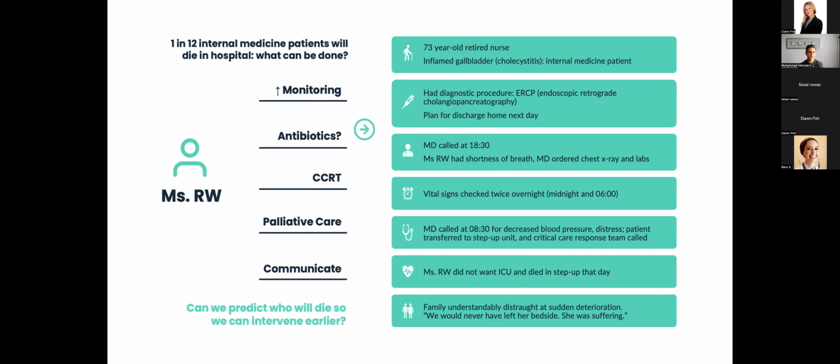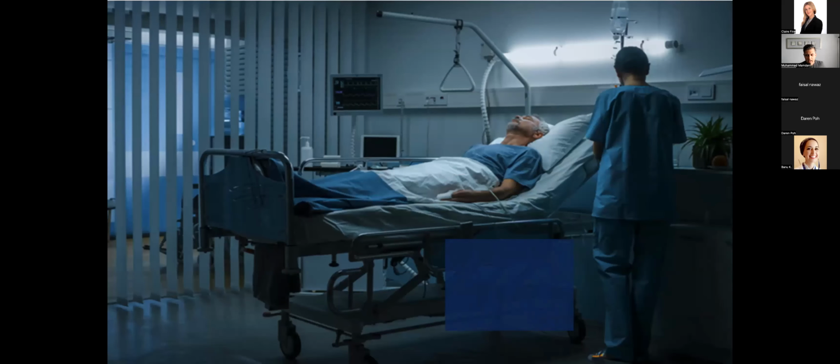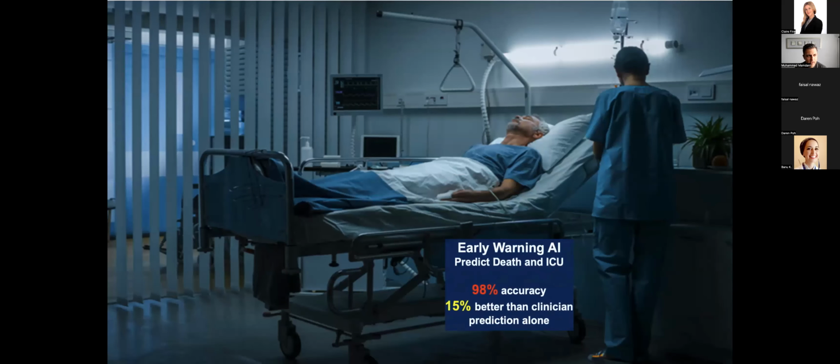So their challenge to us is, can we predict who will die so we can intervene earlier? And so we did. If you're a patient at St. Michael's Hospital, it is not an option. You will be monitored by artificial intelligence. The way our algorithm works is every hour on the hour, it grabs data from all of our internal medicine patients, and it categorizes patients as low, medium, and high risk. What it predicts is death or ICU transfer at least 48 hours in advance.